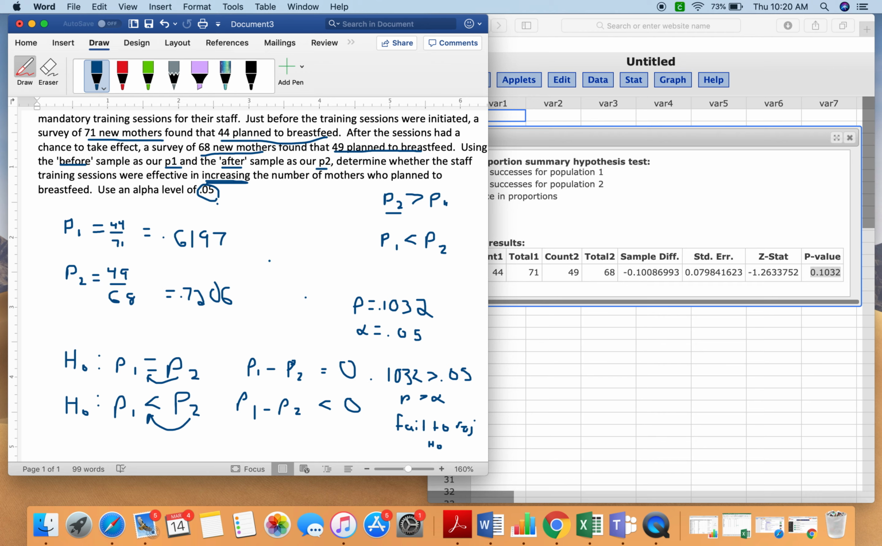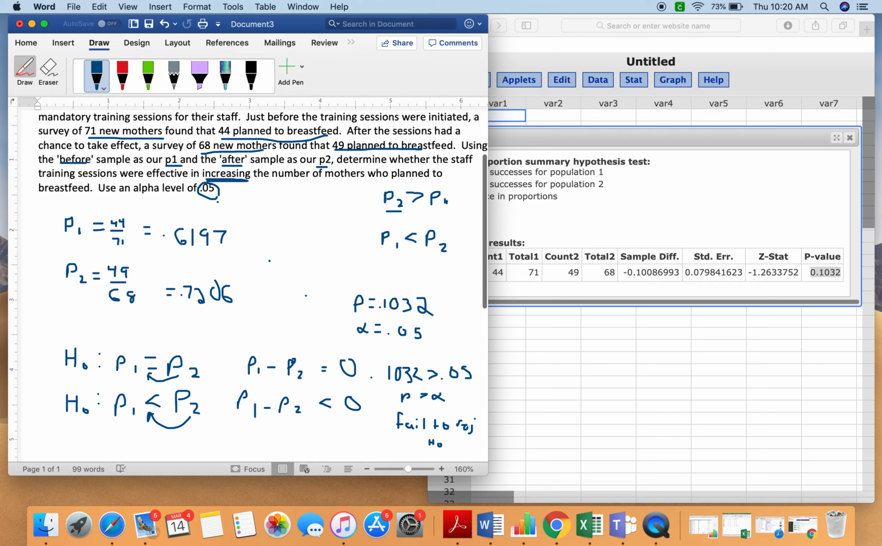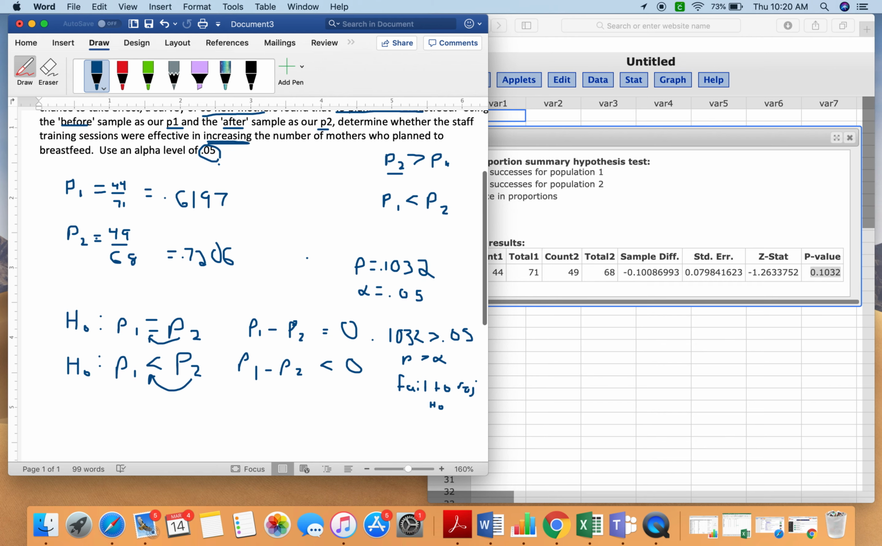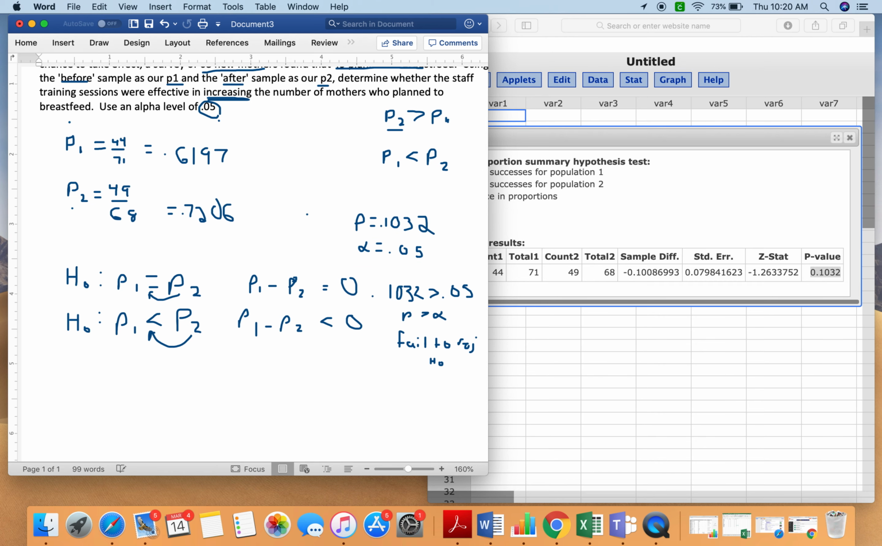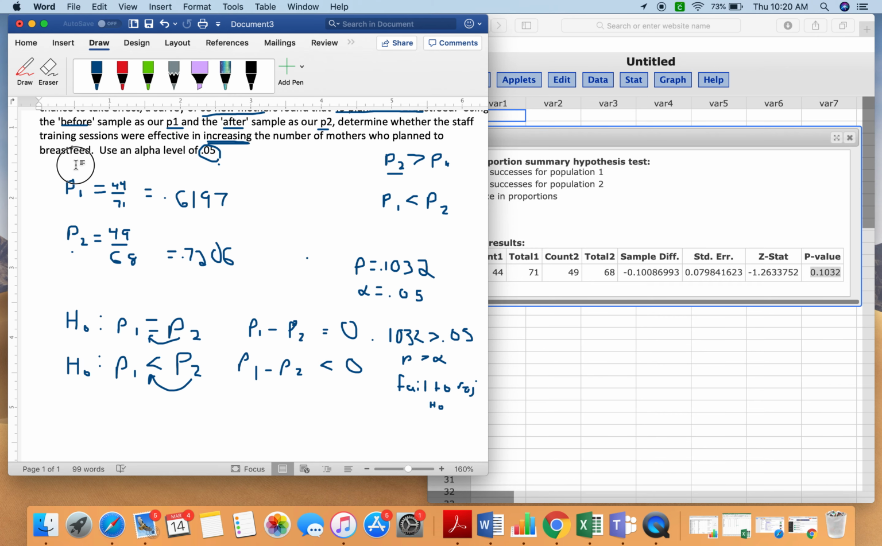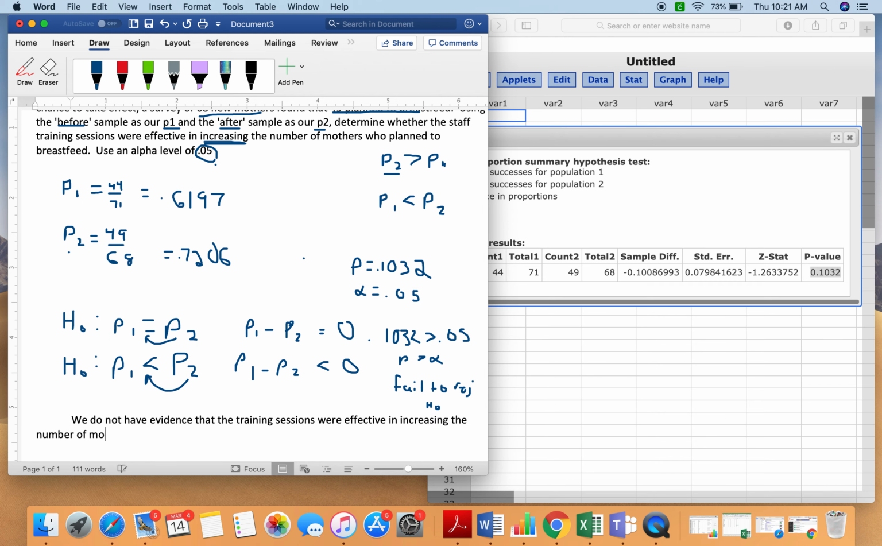And what does this mean in the context of our problem? Failing to reject the null means we do not have evidence that the training sessions were effective in increasing the number of mothers who plan to breastfeed. I'll write that out, and you always want to make sure you're using the context of the problem. So here we have, we do not have evidence that the training sessions were effective in increasing the number of mothers who plan to breastfeed.